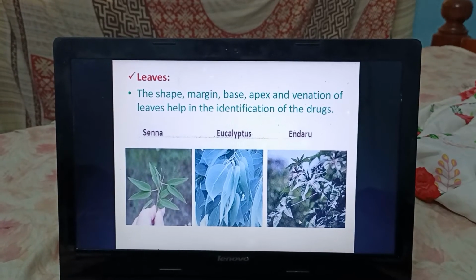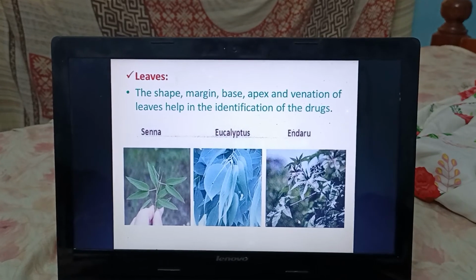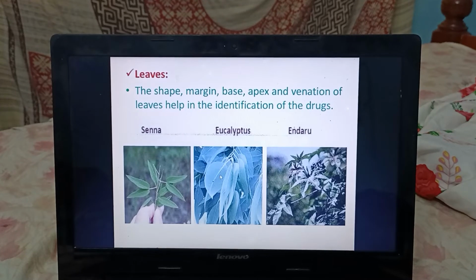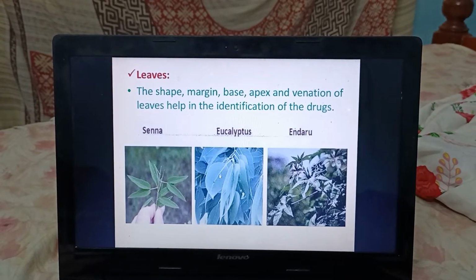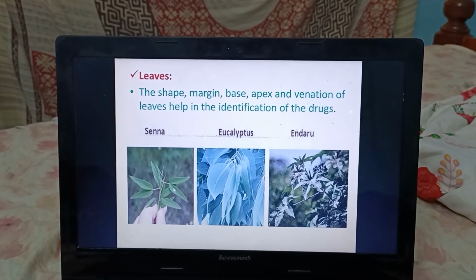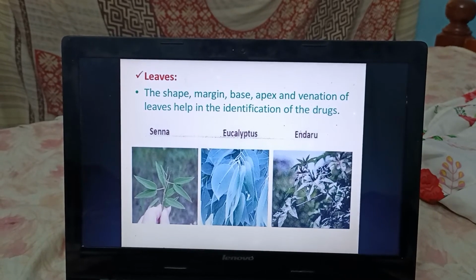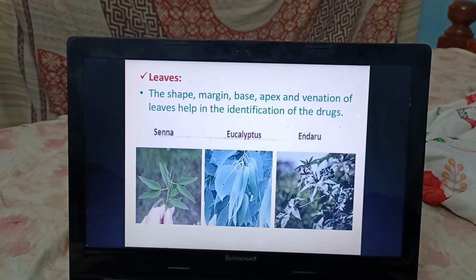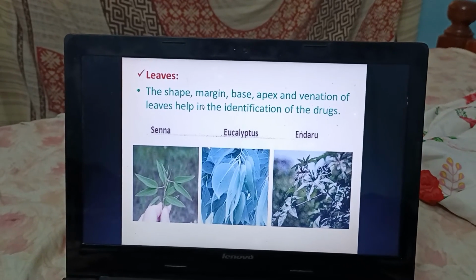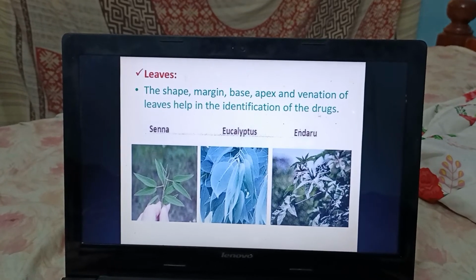The shape, margin, base, apex and venation. Venation means this, okay, and branches like these are the venations. That is different in each leaf. See, here it is 2, 3, 4, 5, 6. So that varies from plant to plant. The shape, margin, base, apex and venation of the leaves help in the identification of drugs.